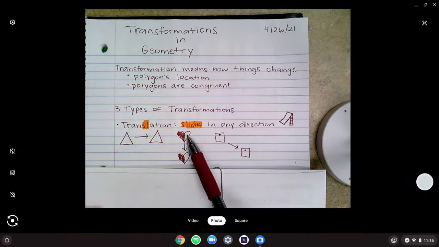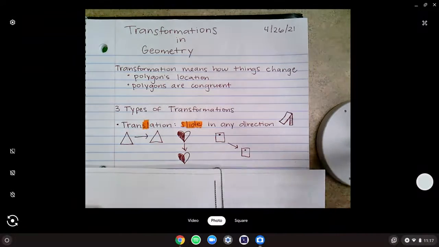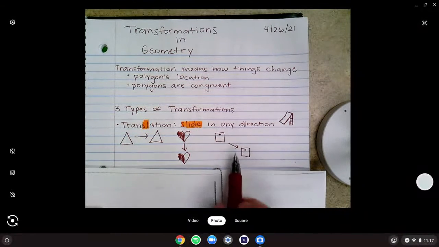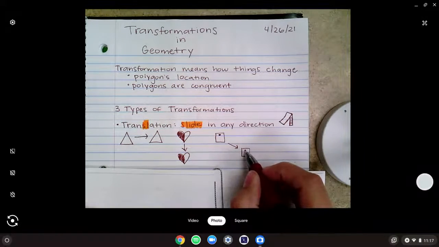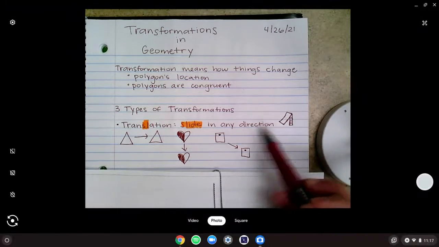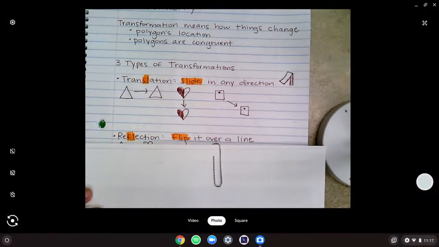Then we talked about how we could have a heart and we could slide it down. Notice the shaded part is still on the left. All it did was change from up here to down here. It slid, it translated. Then this one, we drew a square with a dot. And this time it did a translation down at an angle. Our dot is still in that same spot because these are exactly congruent. They didn't change. They only changed locations. So first one was translations. Woo, slide around.